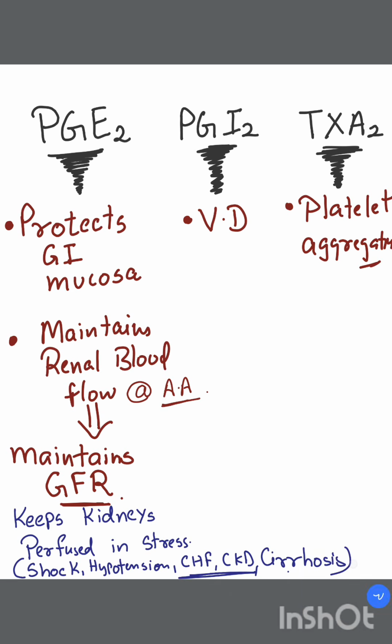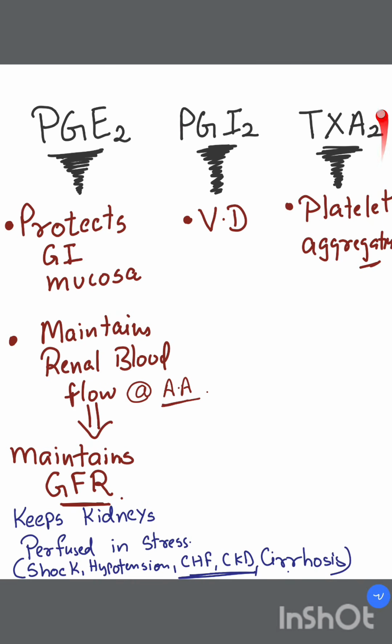So we'll understand the basic functions. If we consider this as a physiological prostaglandin E2, it basically protects our GI mucosa, maintains the renal blood flow at afferent arterioles, and therefore it maintains the GFR, keeping the kidneys perfused in stressful conditions like shock, hypotension, CHF, cirrhosis. As we all know, these are hypotensive conditions in which the renal blood flow reduces, and prostaglandin E2 helps in maintaining the renal blood flow by dilating the afferent arterioles. Then prostaglandin I2, which is also known as prostacyclin, is useful for vasodilation and antiplatelet effects.